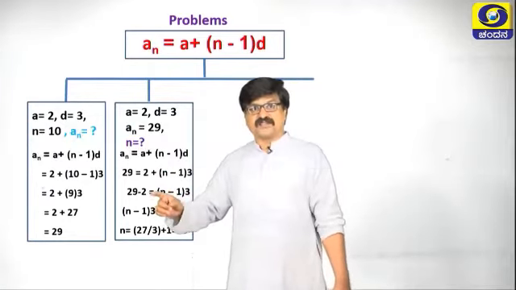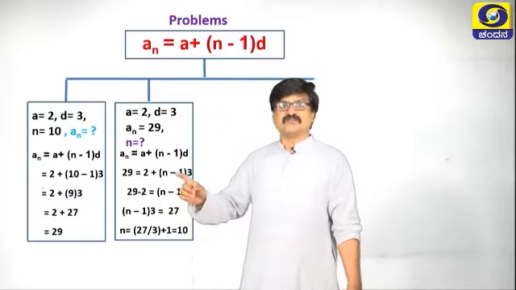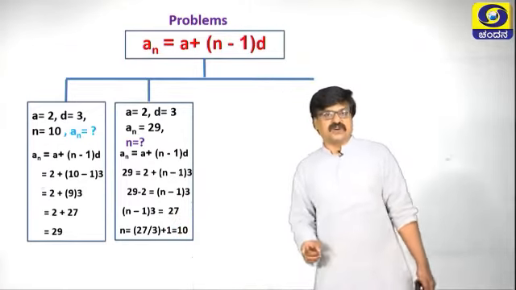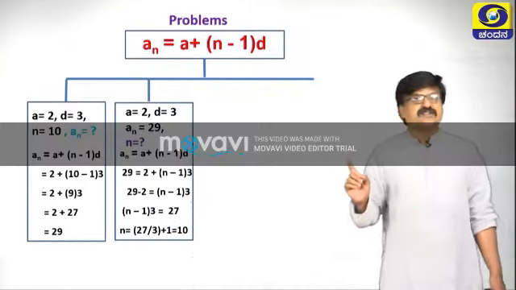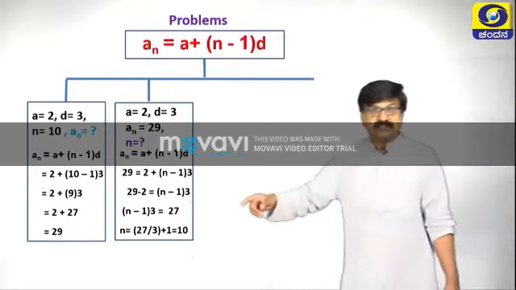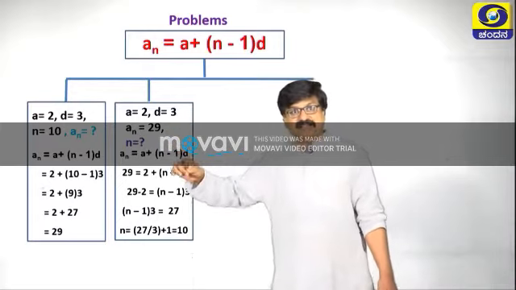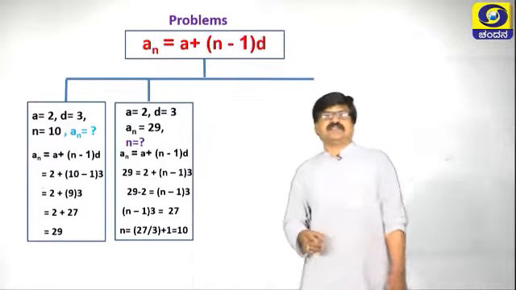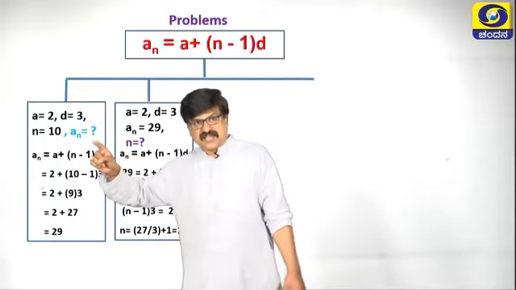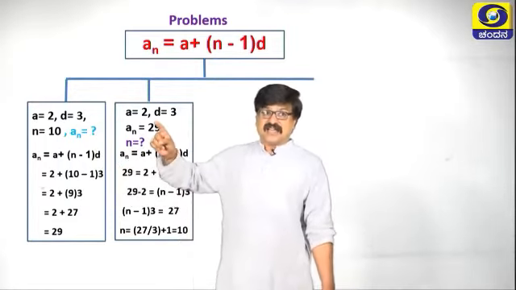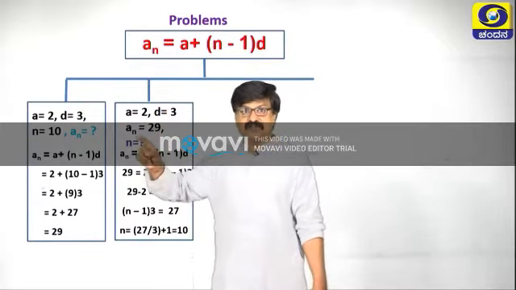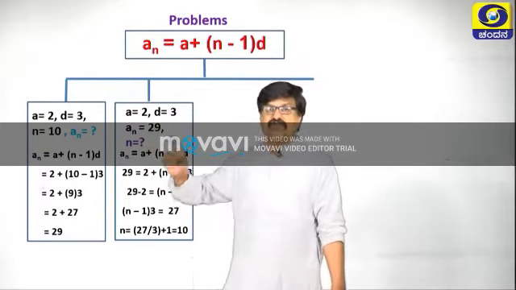Simplify carefully. I am shifting 2 here, n minus 1 into 3 as it is. So, finally, I am getting the value of n as 10 only, right. That means 29 is the 10th term of the given AP. So, observe here, in the first case we are finding an, in the second case an is given, and with the help of the remaining 2 we are going to calculate the value of n.